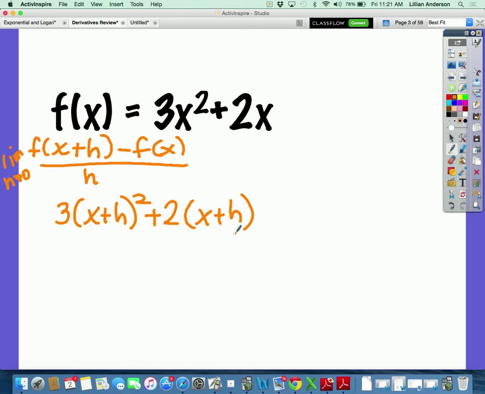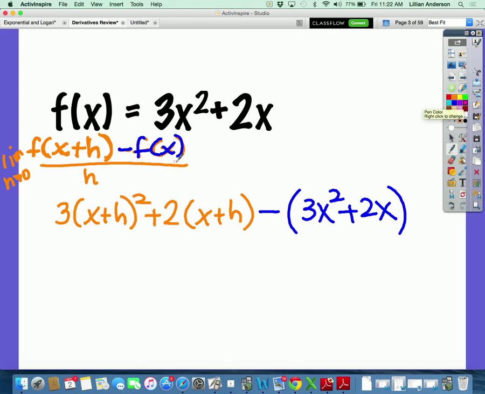Okay? Periodically we check it out. So that's the first part. Now the second part says to subtract f of x, which is just what? The original function. Now realize I'm subtracting the entire function, so you want to make sure you put the function inside of parentheses. Because what I'm going to do with that negative when I simplify? Distribute. You got to distribute. Last thing I'm going to do is I'm going to put all of this over h.